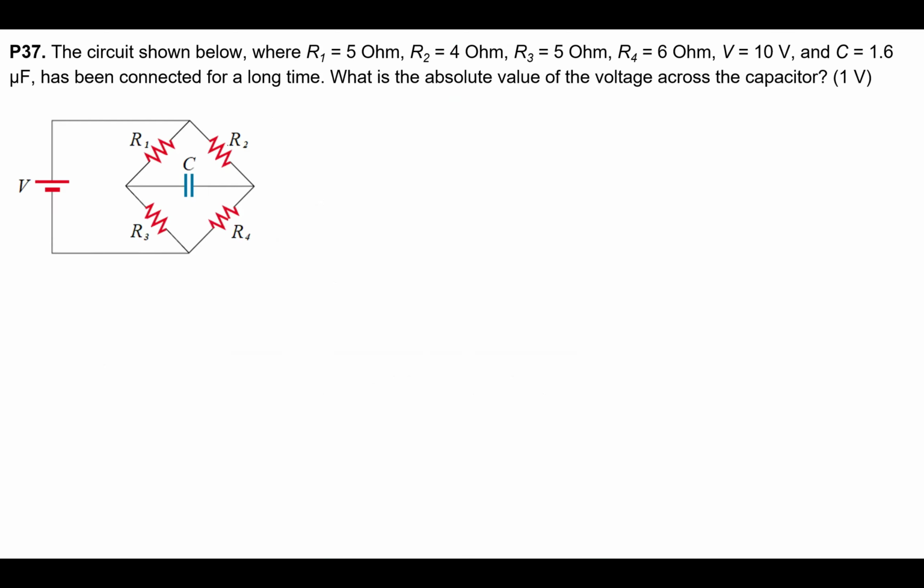Now let's look at another interesting one. So this is very important. I think this is interesting. So here the assumption is this capacitor has been connected for a long time. This is the important clue. What is the absolute value of the voltage across the capacitor? The voltage across, let's say, from here to here, okay?